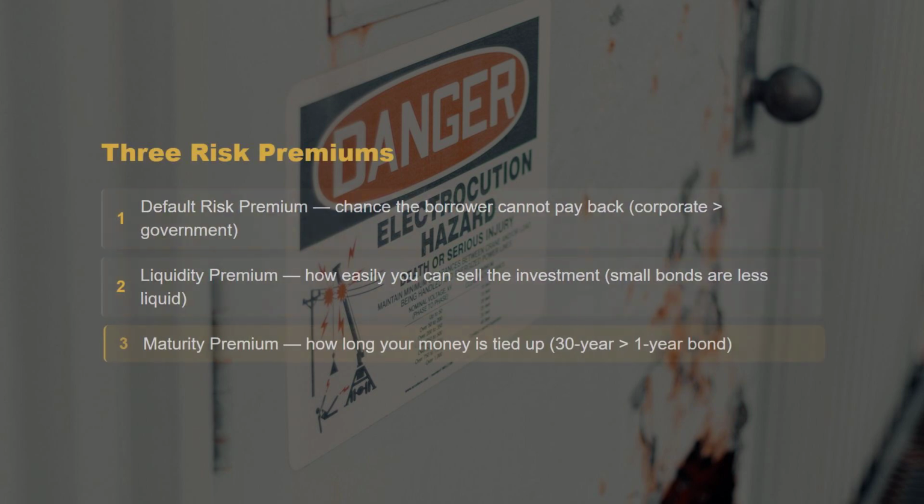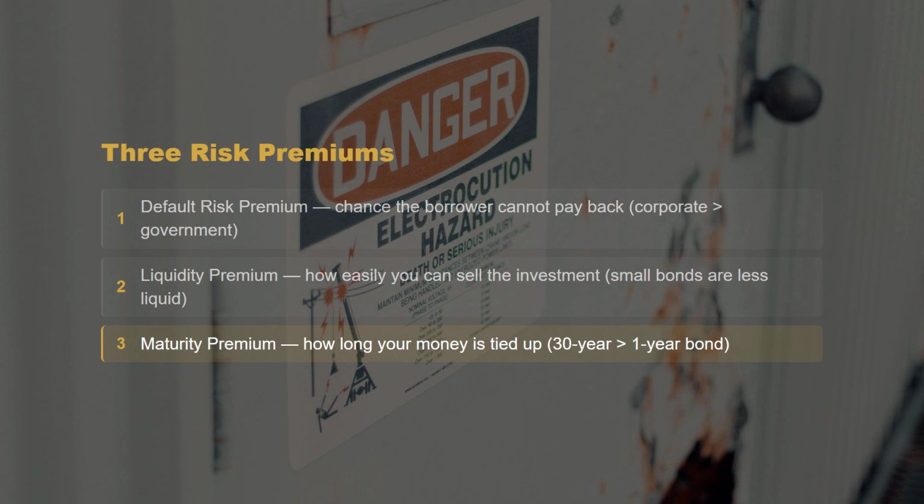Now we add the risk premiums. These compensate investors for taking on risk beyond a government bond. Default risk premium. The chance the borrower cannot pay you back. A corporate bond pays more than a treasury because the corporation might default. The government will not, at least in theory.